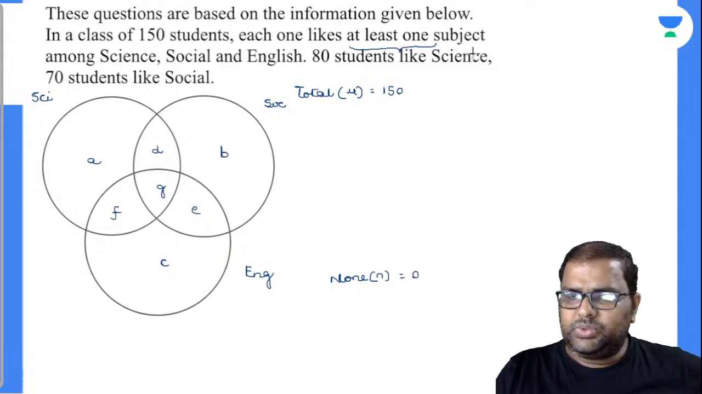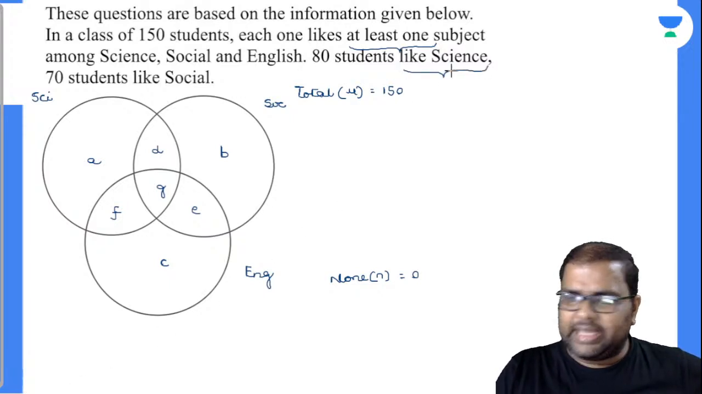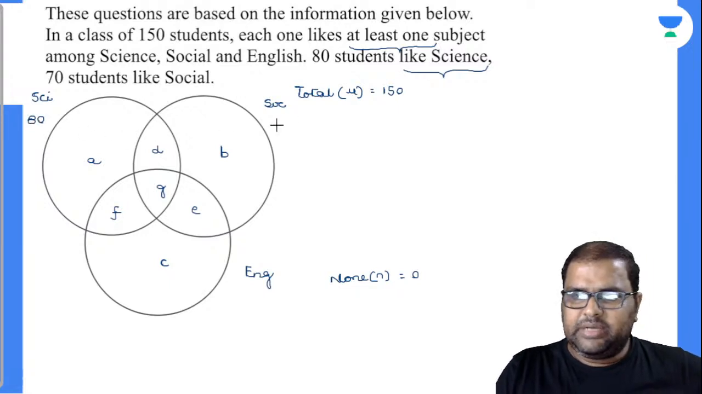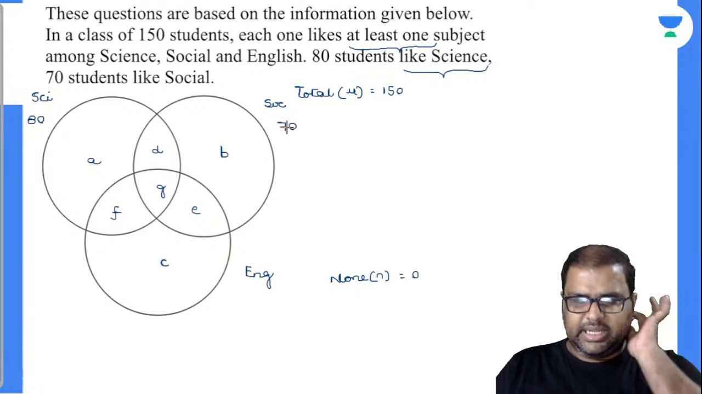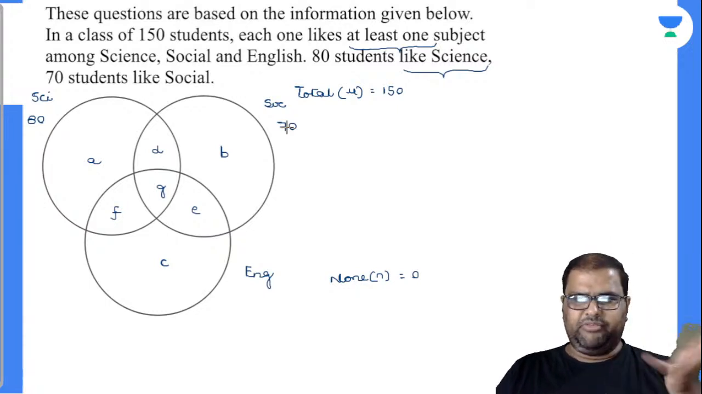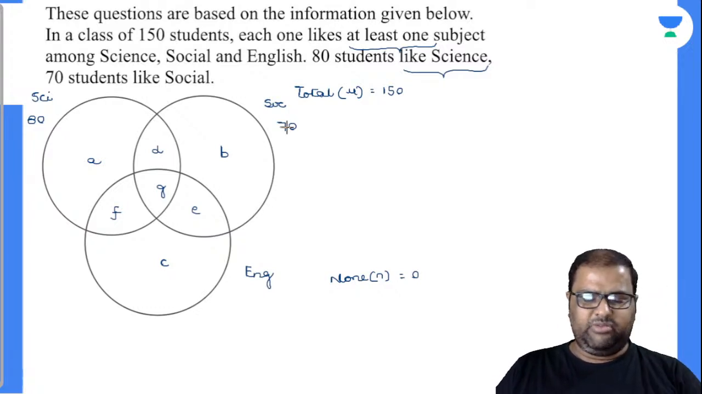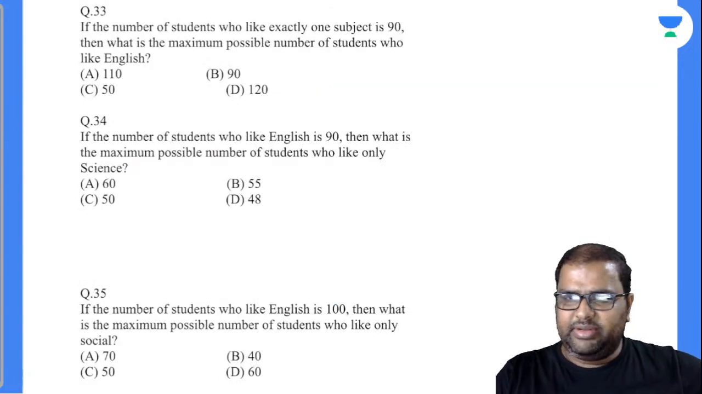So 80 students like science. Is it given only science? No, it is given like science. So 80 students, so the total circle value of science is 80. 70 students like social. Okay, fine. Now look, there is no such data given for English. So this is the data given there. Our next step cannot be forwarded because I cannot find the individual values with the given data here. So let's go for the questions there.